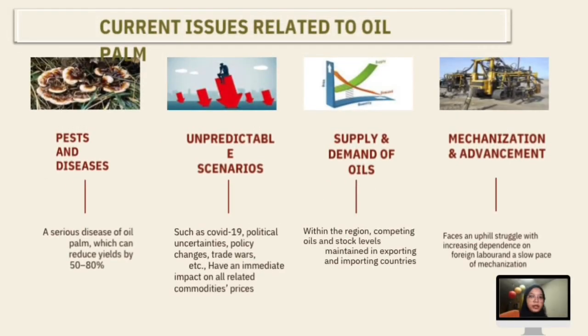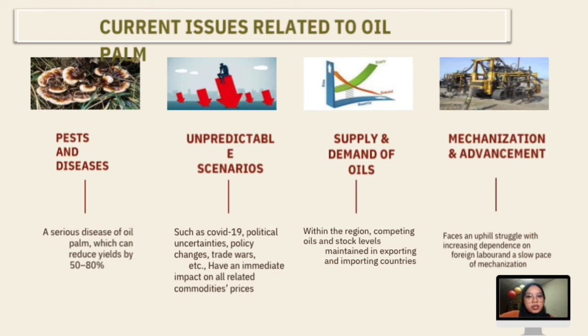Current issues related to oil palm. First, pest and disease. A serious disease of oil palm which can reduce yield by 50 to 80%. Second, unpredictable scenarios such as COVID-19, political uncertainties, policy change and trade wars, for example, have an immediate impact on oil-related commodity prices. Third, supply and demand of oils within the region, competing oils and stock levels maintained in exporting and importing countries.